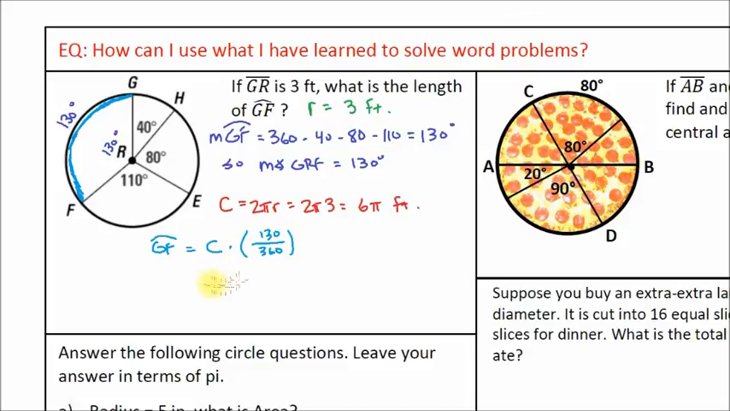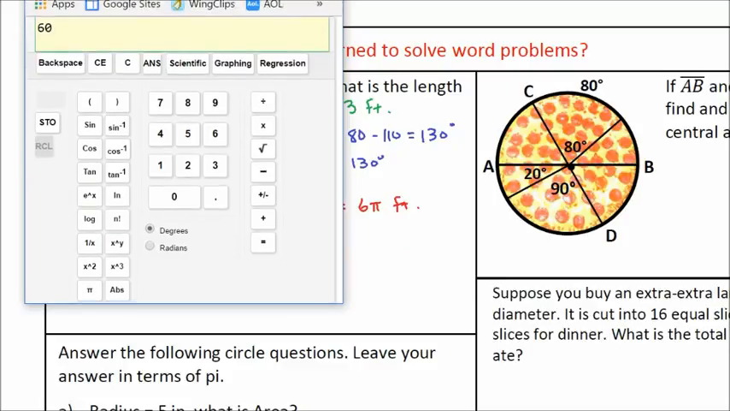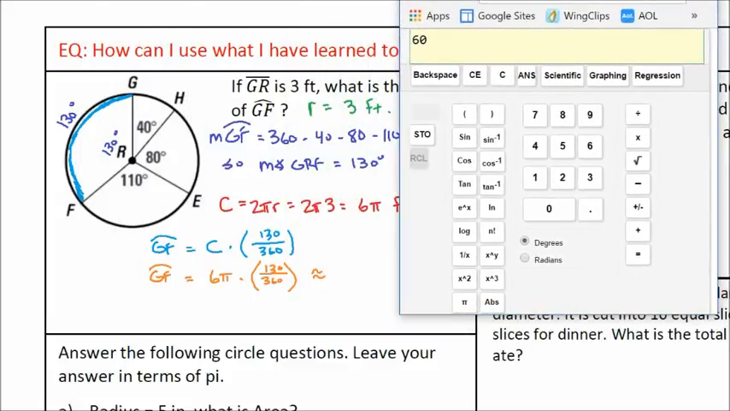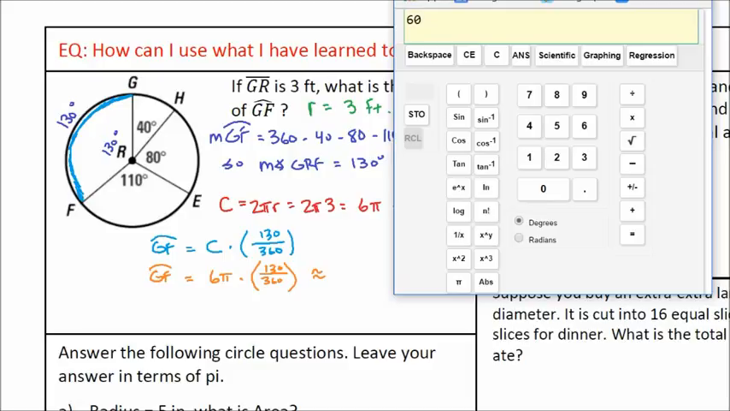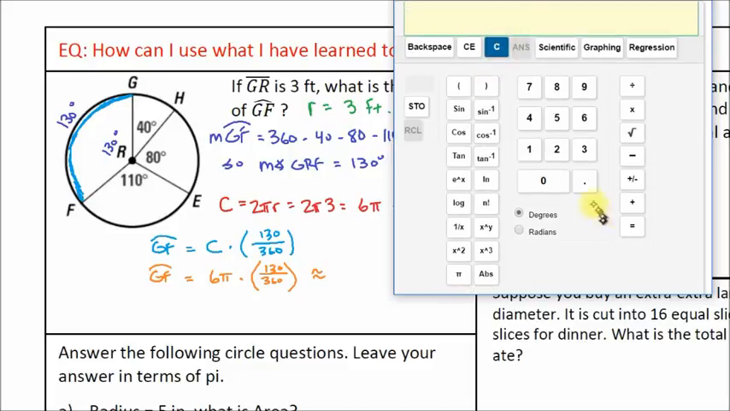All right, let's plug in the numbers we know. So the length of arc GF is equal to the circumference, which is 6 pi, times the portion of the circumference we want, which is 130 degrees out of 360. Let's put that in our calculator and let it do the work for us. I made this too small. Let me make this back the right size again if I can. All right, we've got 6 pi times 130 divided by 360. There's the ratio, or the fraction, that we want of the total circumference.